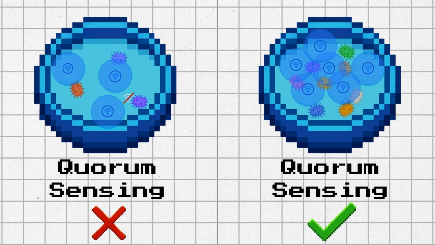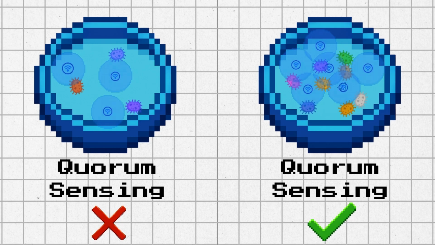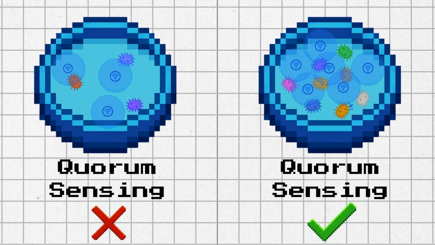As you can see in the sample on the left, there are few bacteria, so there is not enough signal coverage and the chat is inactive. While in the sample on the right, there is enough signal coverage, so the chat is active when they are all connected. They start coordinating through messages.